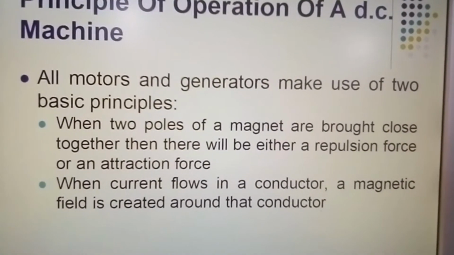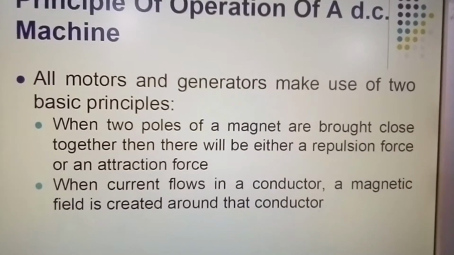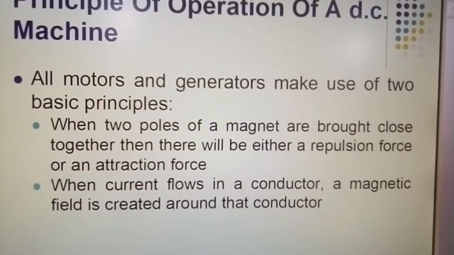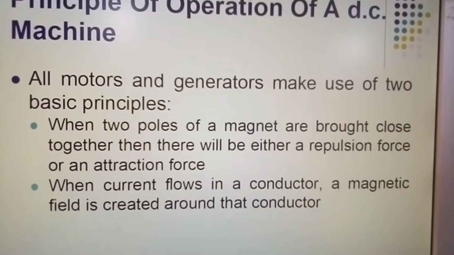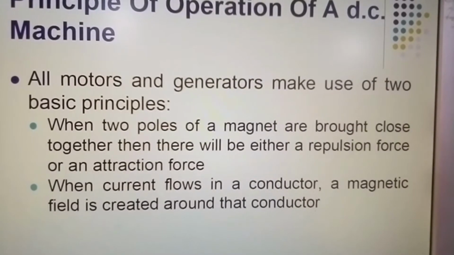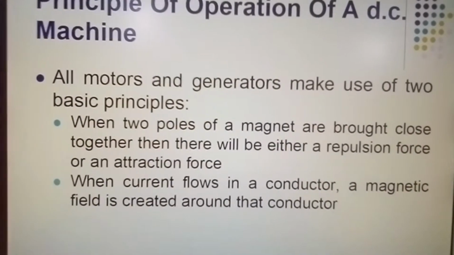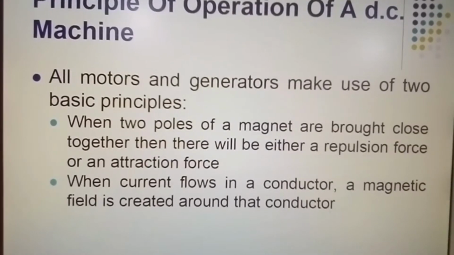Here we have the principle of operation of a DC machine. All motors and generators make use of two basic principles. When two poles of a magnet are brought close together, there will be either a repulsion force or an attraction force, and you know that from school. When current flows in a conductor, a magnetic field is created around that conductor.